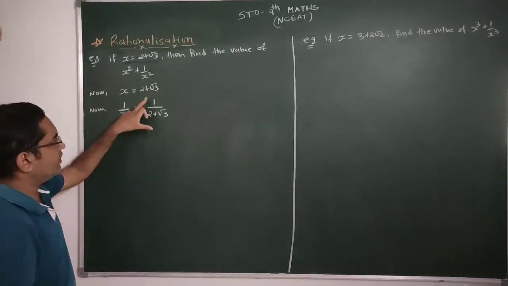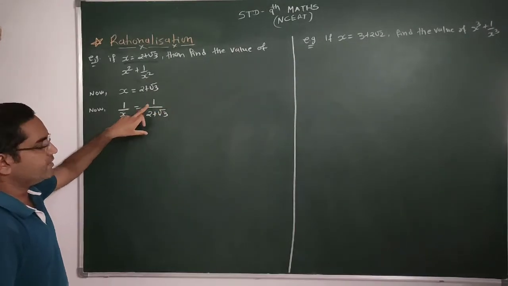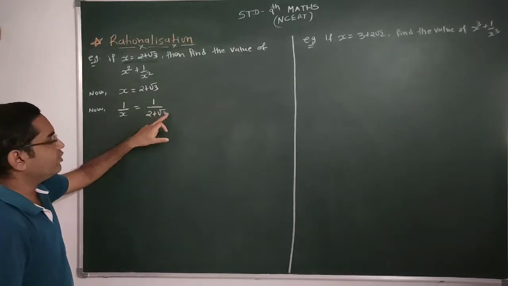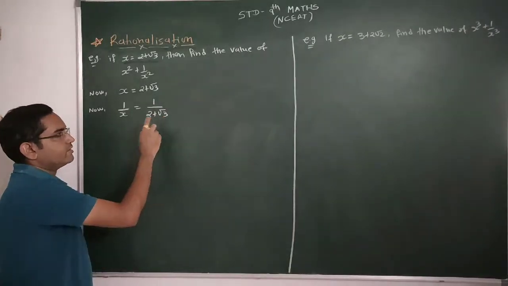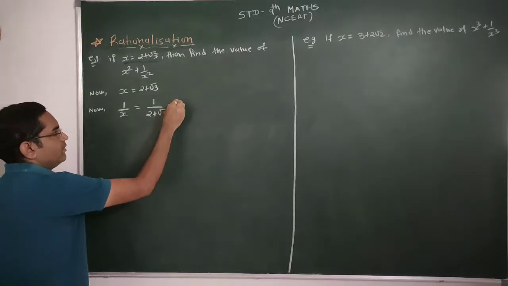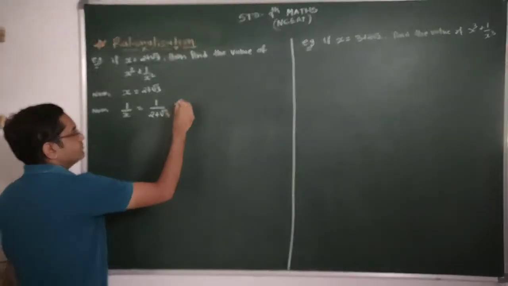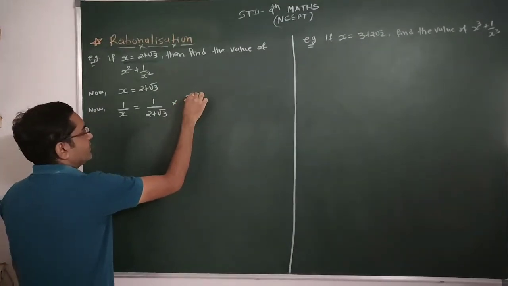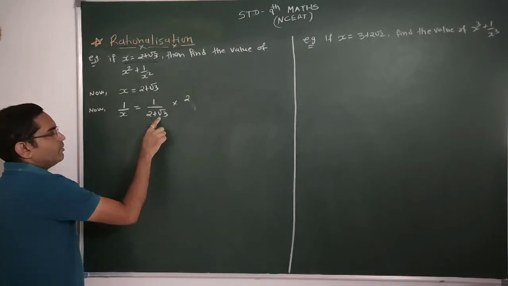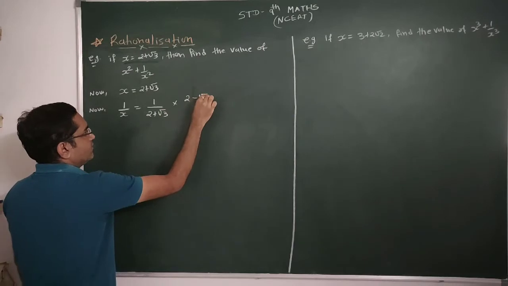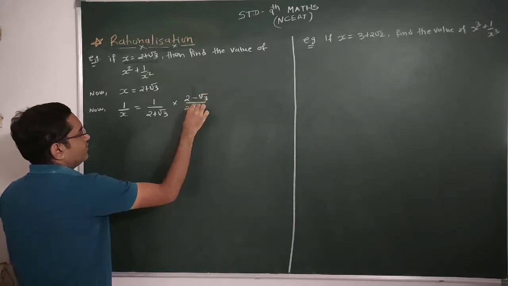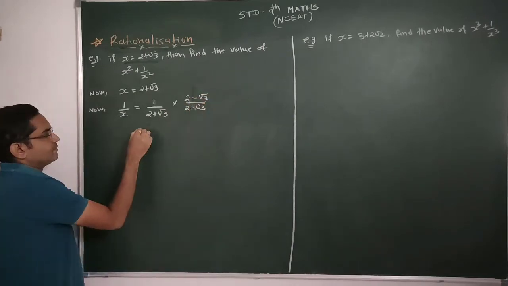So again, this is one number whose denominator is irrational. Whenever the denominator is irrational, what you have to do? You have to perform rationalization of the denominator by multiplying by the proper rationalization factor. The proper rationalization factor is 2 minus root 3. So multiply and divide by 2 minus root 3.